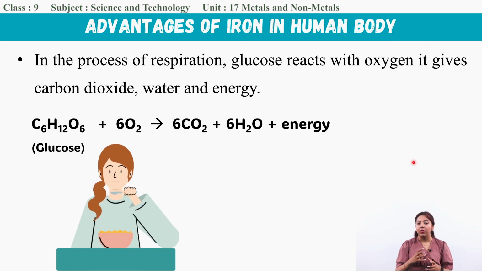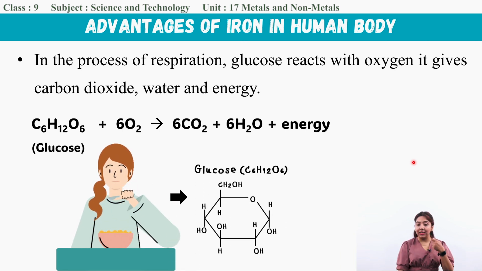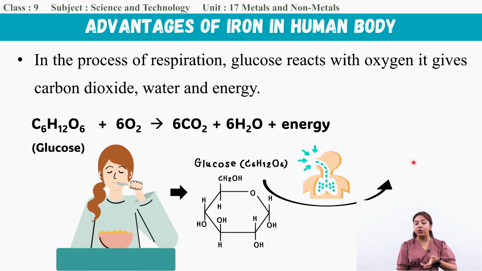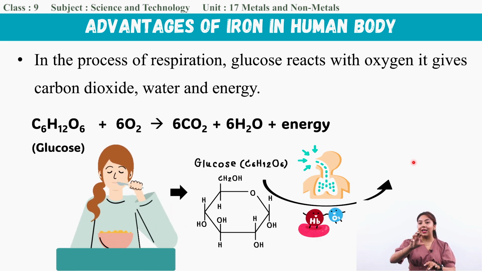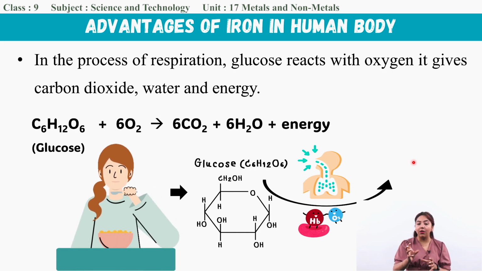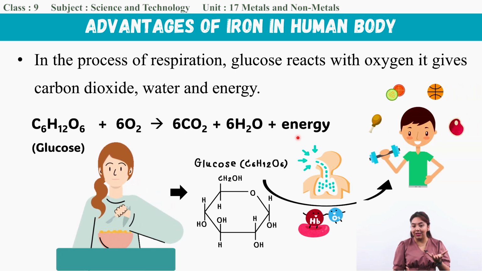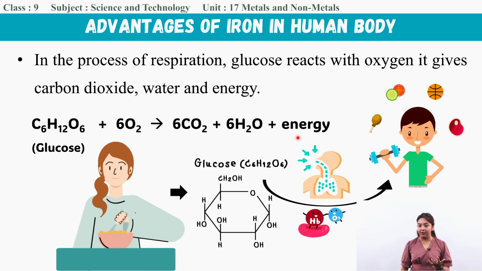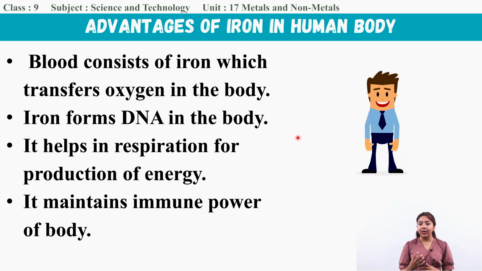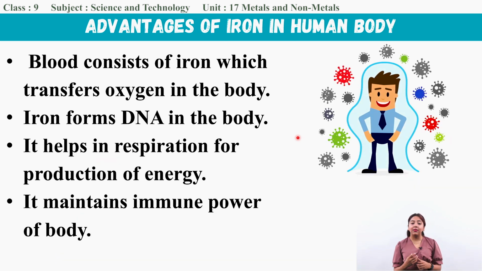The glucose that we gain by eating certain food then reacts with the oxygen we inhale, and the oxygen that is transported by hemoglobin, which is made up of iron, to the tissues, breaks down the glucose to form carbon dioxide and water, and it also releases a large amount of energy that is required for our daily activities as well as our inner metabolic activities. So indirectly, iron helps in respiration for the production of energy. Another advantage is iron maintains the immune power of the body.